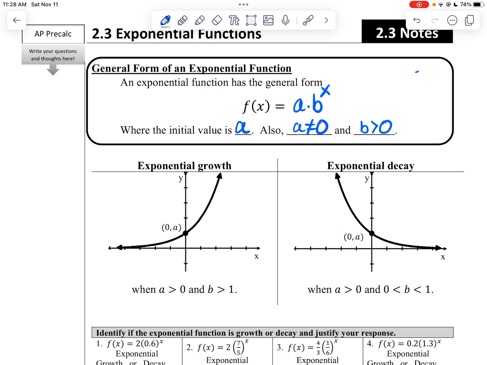Now, why does b have to be greater than 0? Well, if b was negative, for example, if we had 3 times negative 2 to the x, and I make a table here, when x equals 1, 3 times negative 2 is negative 6. But when x equals 2, negative 2 squared is 4, times 3 is 12. When x equals 3, negative 2 cubed is negative 8, times 3 is negative 24. It's bouncing back and forth between negatives and positives.